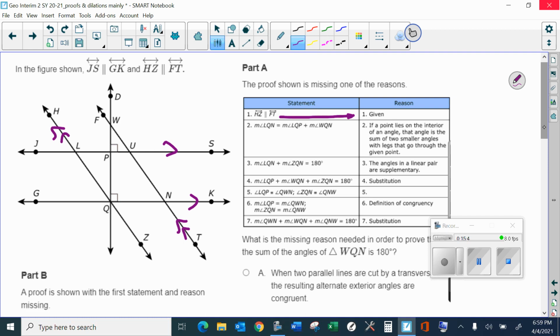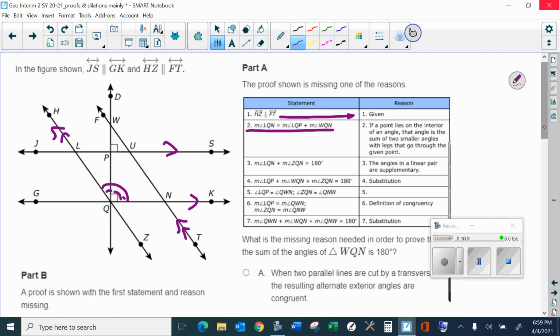Okay, so now, again, I draw this on my paper, and I go in and fill in the steps that they have here, just so I can see it on my drawing. Measure of angle LQN equals the measure of angle LQP plus WQN. It's just saying that the full angle equals the sum of those two individual angles. Remember, for us, that's the angle addition postulate.